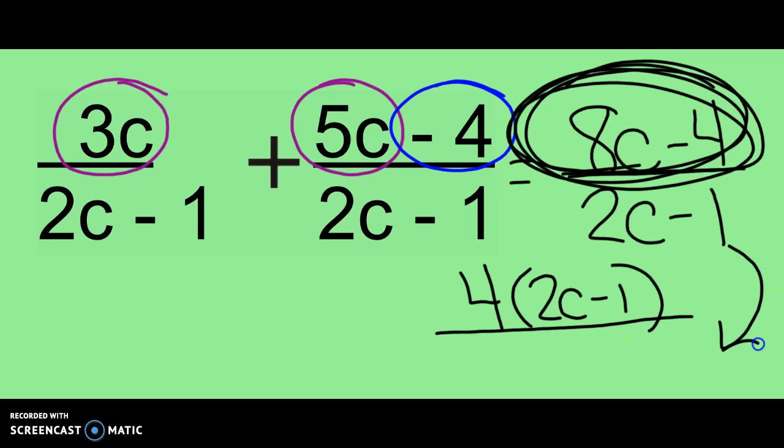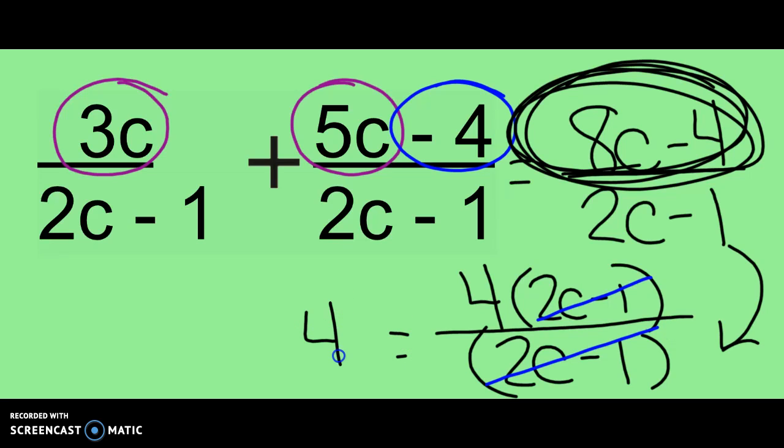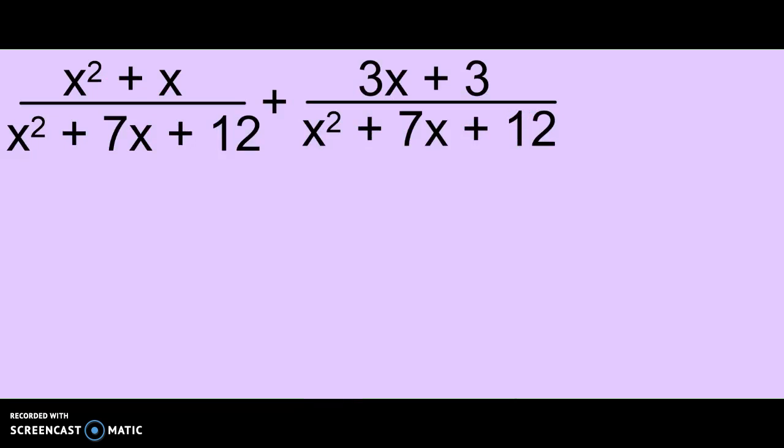Bring down your denominator, 2c minus 1. Look at that, these are going to cancel out. So we've got 2c minus 1 canceling out, and our answer is 4. All right, let's try one that's a little bit more challenging.